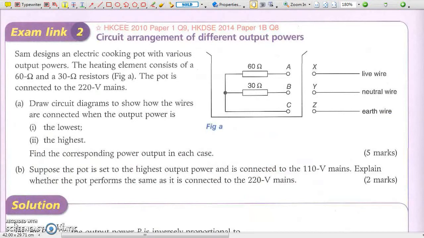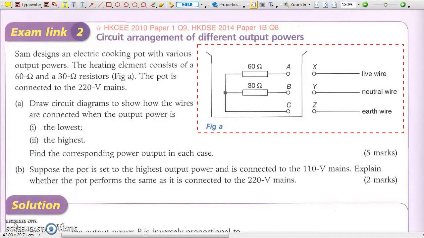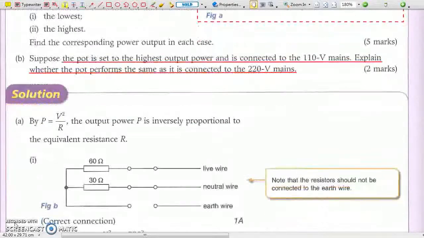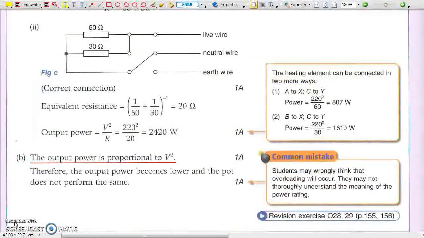Exam link 2. Circuit arrangement of different output powers. This is quite a standard question, with 2 resistors to provide high and low power, usually one by connecting them in series, and the other by connecting them in parallel. Note that when the supply voltage changes, the resistance of the appliance does not change. The output power is V squared over R when different voltages are applied.